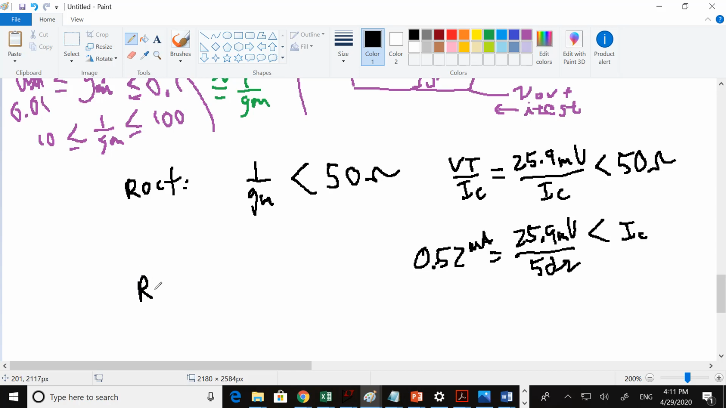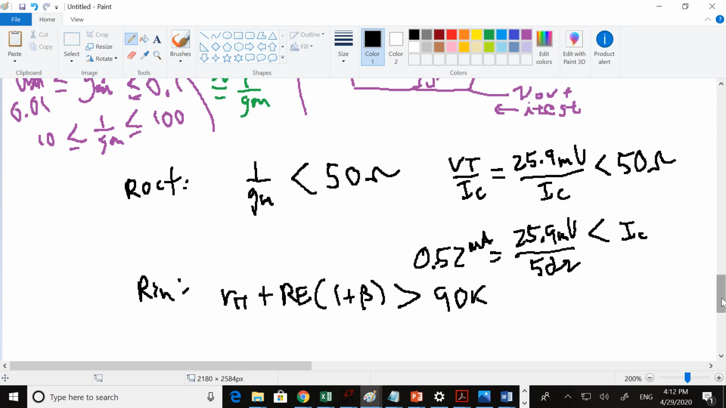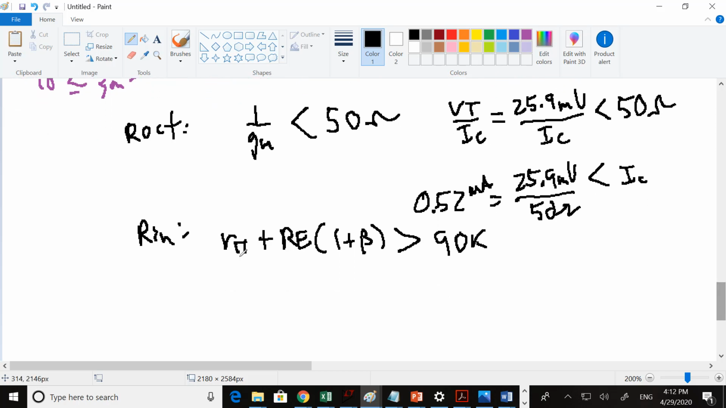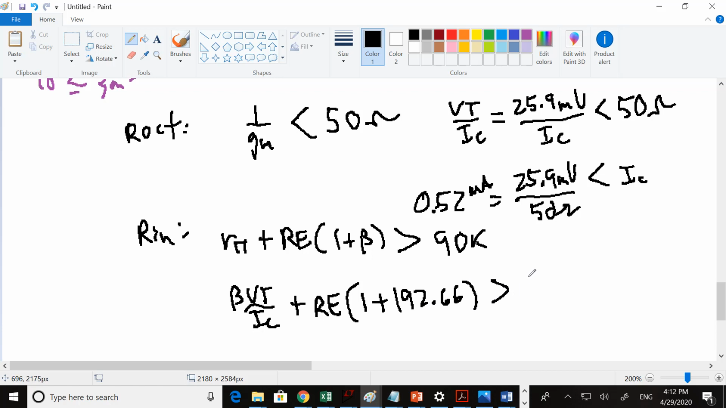Okay. Then you have the R in, which is R pi plus RE times 1 plus beta, and that has to be greater than 90K. And you know R pi, you have an equation for R pi that you found by taking the derivative of the current equation. That's beta VT over IC. And then you're trying to find RE. And then from the model file, you have, I think it's 192.66 for the beta. And that has to be greater than 90K.